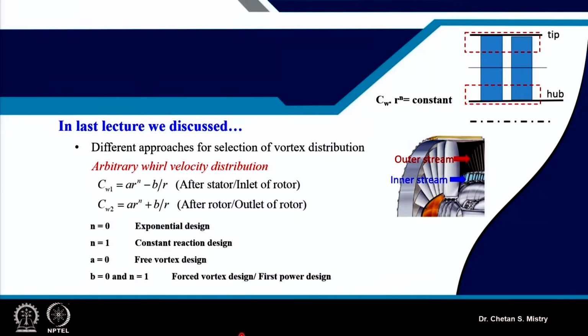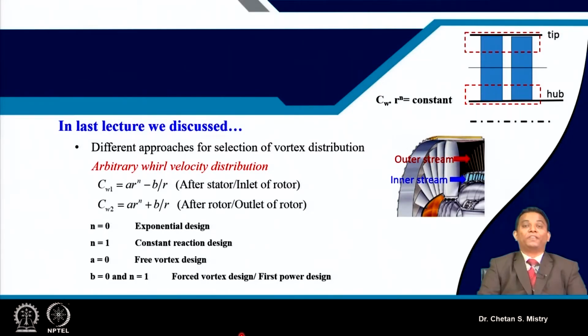In the last lecture, we were discussing our free vortex concept, and we realized that in a free vortex kind of design the blade will be highly twisted. In order to address that high twist, we have different configurations. We can take Cw times r to the power n equal to a constant, where n varies from -1 to 2.